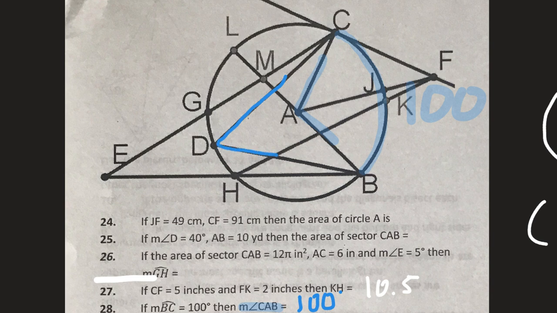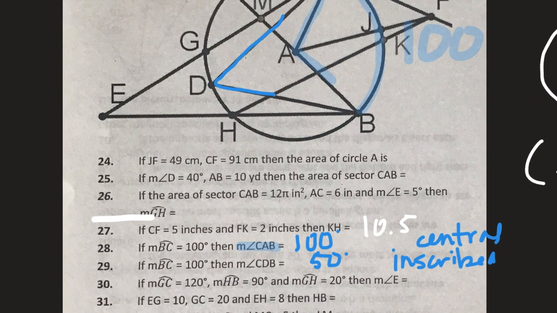Okay, the next one says, well, BC is 100, but then what is CDB? Okay, so this is an inscribed angle. So we have a central angle which is equal to the arc, and then we have an inscribed angle which is half of the arc. So that means angle CDB is going to be 50 degrees.